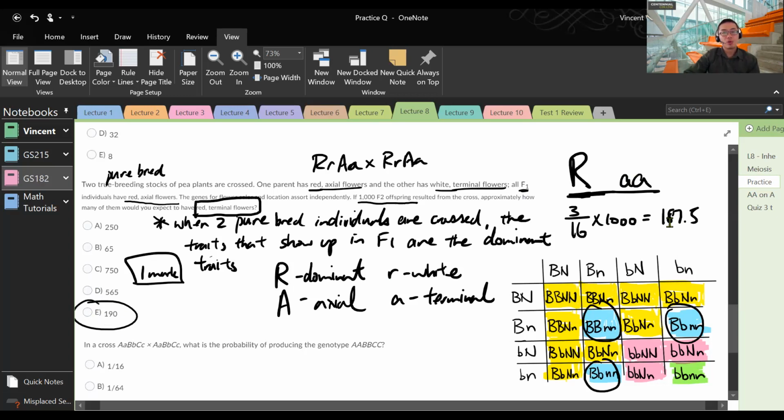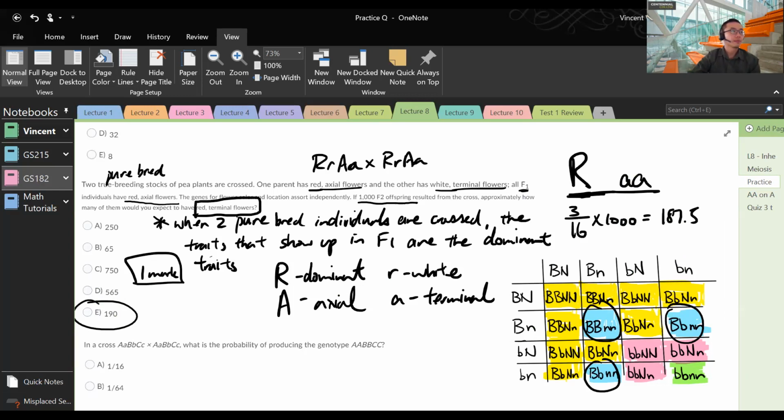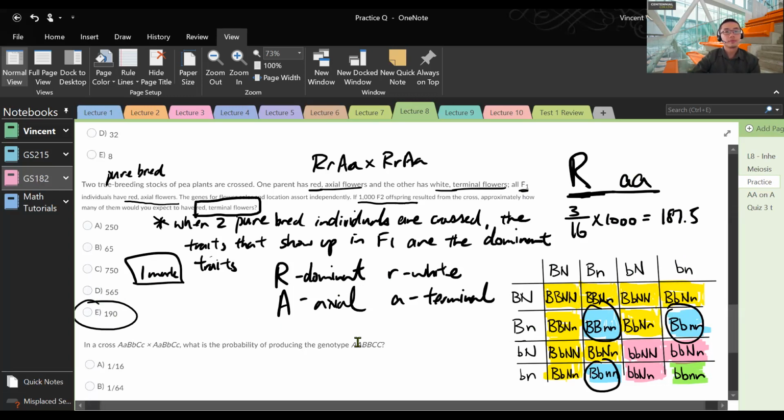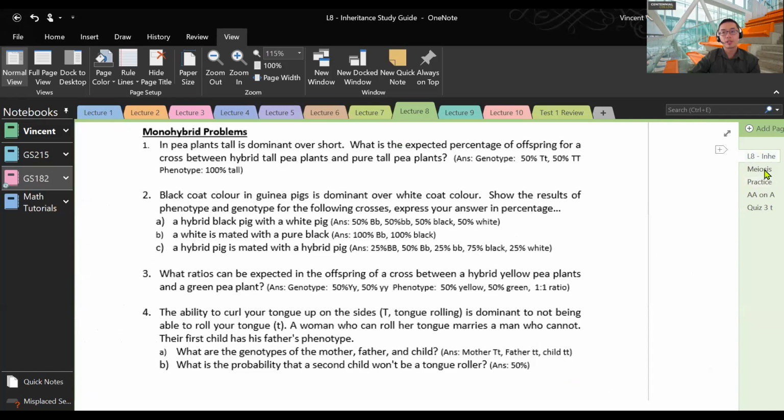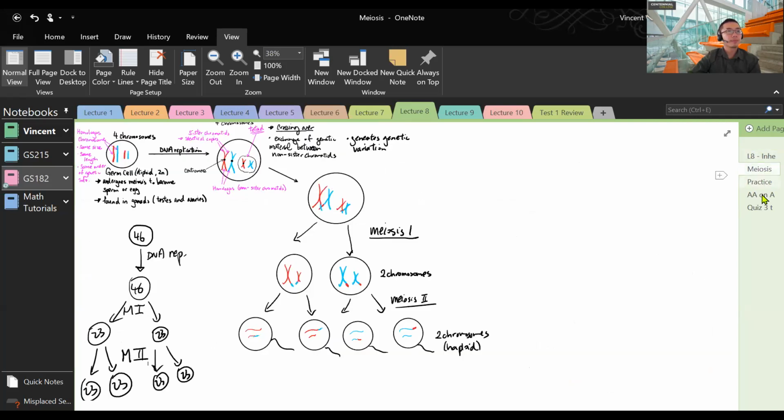Okay. So does everybody understand how I get 190 and how to get it using the chart without having to make the chart? Any follow-up questions? Sir, will you be posting the little chart that we did for the other question? Sure, I'll post it. Okay, thank you.